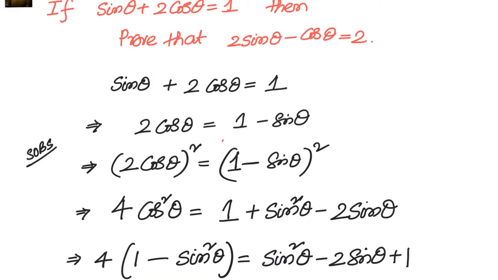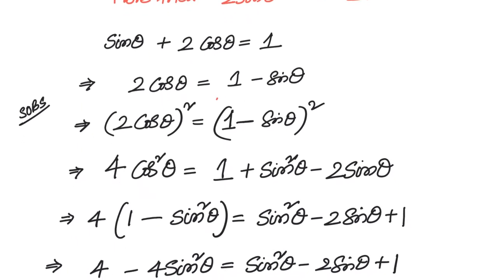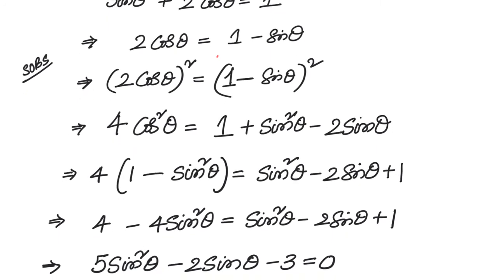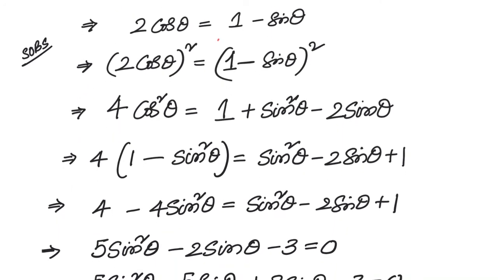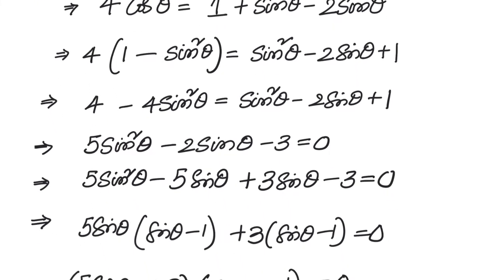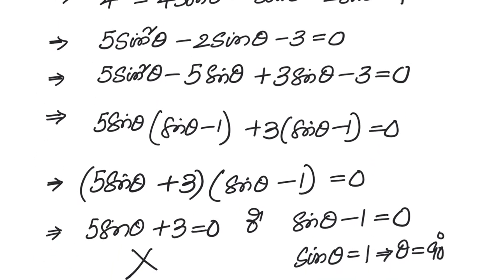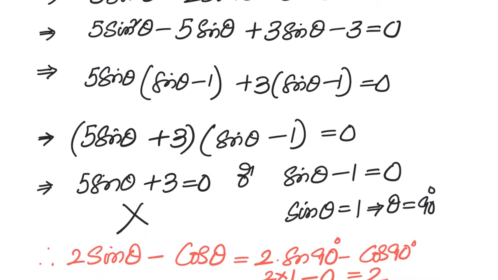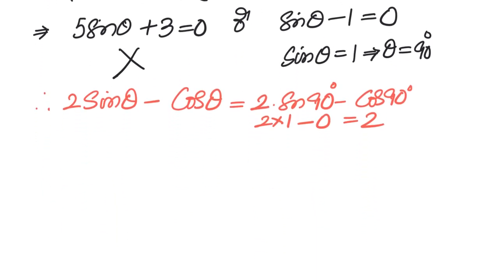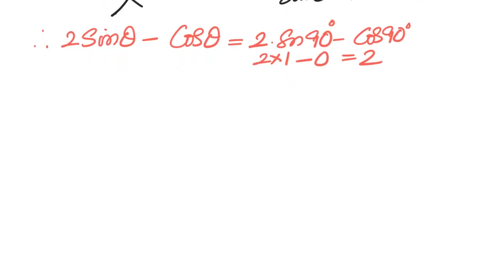Now let's have a recap of this. What we have done: we have kept 2 cos theta on the left side and moved the remaining to the right hand side. We squared it on both sides. We got a quadratic equation in sin theta. We factorized it. We got sin theta equals 1 or sin theta equals minus 3 by 5. We took the positive value. We got theta equals 90 degrees. Substituted in 2 sin theta minus cos theta. That gave us the value equals 2. Now is there any other method?